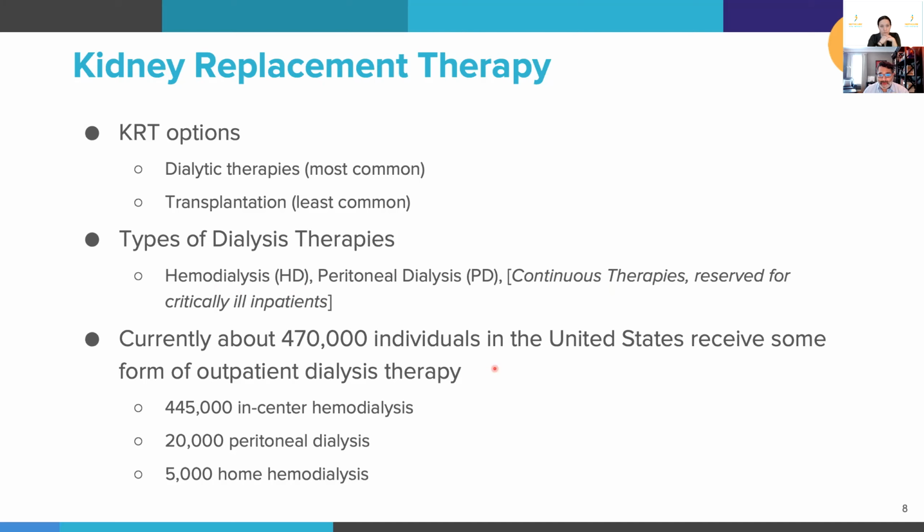At present, there are about 470,000 patients in the US who receive some form of outpatient dialysis therapy. As I mentioned, the most conventional has been in-center hemodialysis. And then home dialysis therapies make up less than 5 or 10% of that total. So this is really where we're lagging here in the US. In other countries, they're doing somewhat better depending on the country you look at, but this has really been the lesser well accepted form of dialysis therapy here in the US.